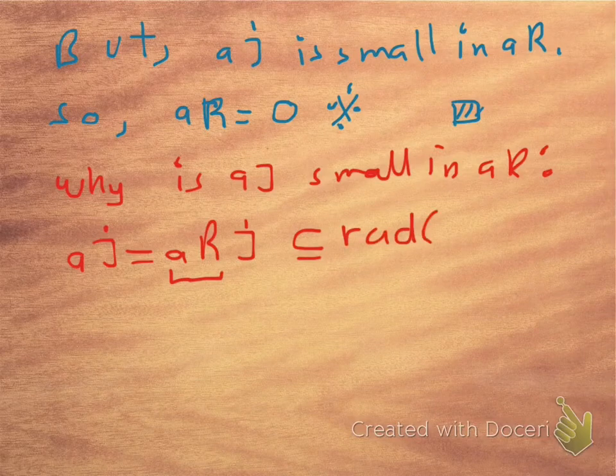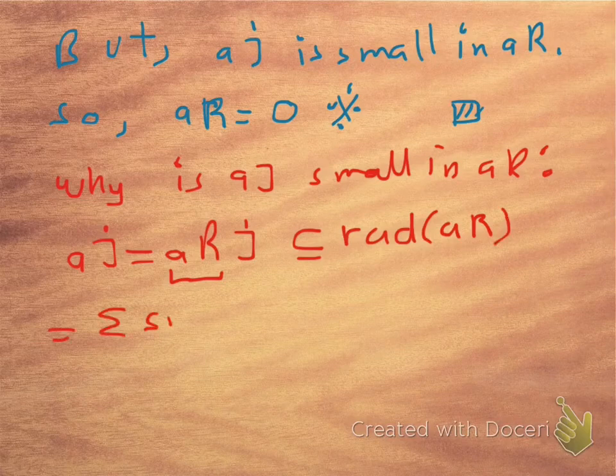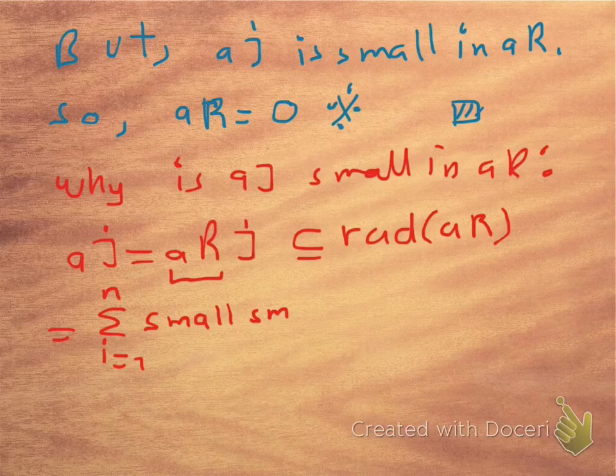The underlined part, I said it because I was alluding to the result on the first page, the one that said MJ is contained in the radical of M. So here this is in the radical of AR. But then the radical of AR is a sum of small submodules. And it's going to be a finite sum because AR is finitely generated.